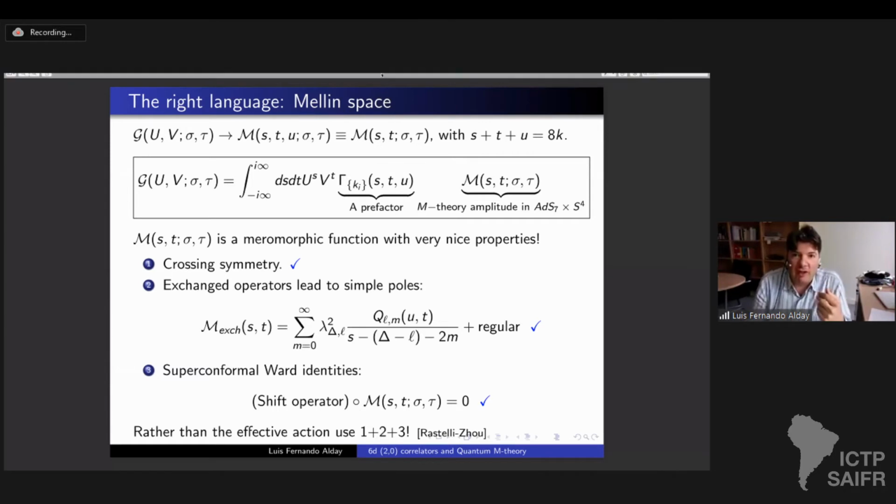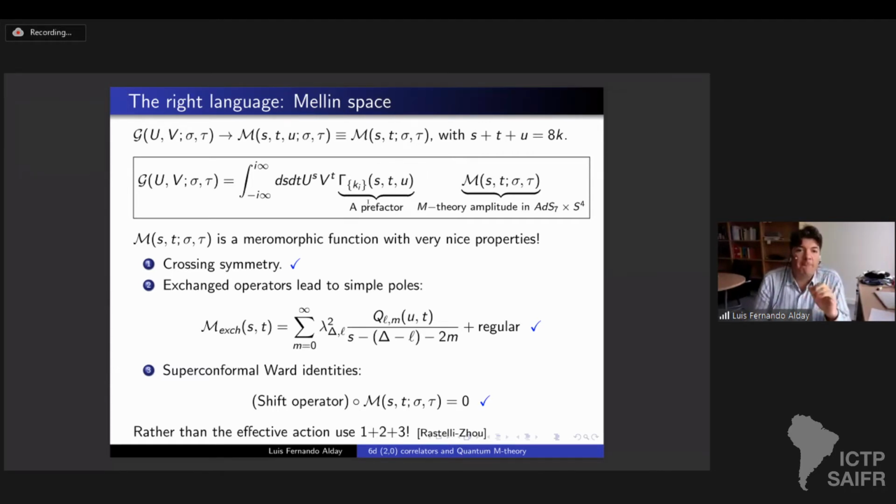Are there any questions? Okay. So the relation between the correlator and this Mellin amplitude is given by this integral transform. Here this gamma is a standard prefactor, just a product of gamma functions. And it turns out that this M is the function that we need to interpret as the M-theory amplitude on AdS7 × S4. It is in one-to-one correspondence with the full correlator, but it's a function that has much nicer properties, and it behaves much more like an amplitude. In particular, it is a meromorphic function.